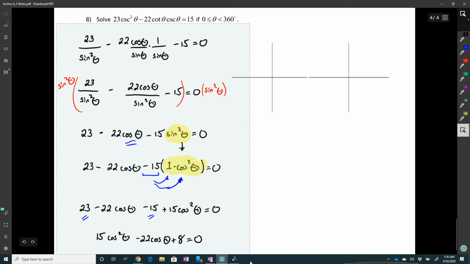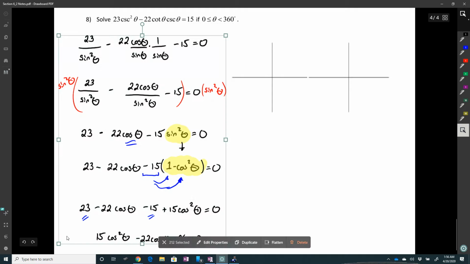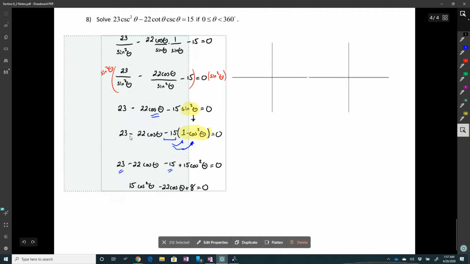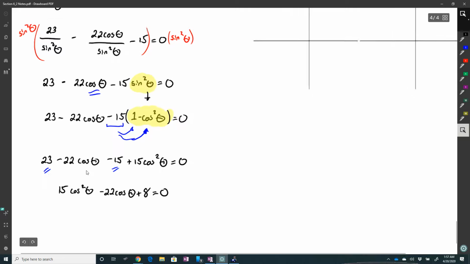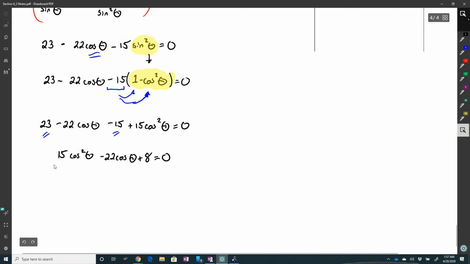Let me shrink it so I have room. Okay, so this is factorable. So if you know how to factor this, go for it. You're going to get the right answer. But I'm going to go ahead and use the quadratic formula to work it out. So I have A equals 15, B equals negative 22, and C equals 8.